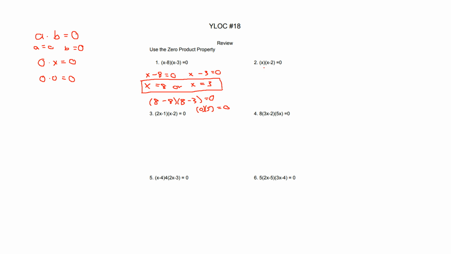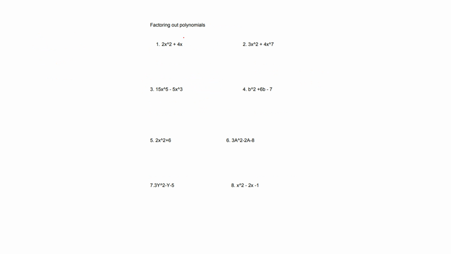So number 2 here, we have x times x minus 2 equals 0. We did the same thing here. We just set both of these equal to 0. So it's x equals 0 or x minus 2 equals 0. And the x is already isolated for this, so it's x equals 0, and here we move the 2 over to isolate the x, so it's x equals 2. So x equals 0 or x equals 2 is going to be your answer for number 2.